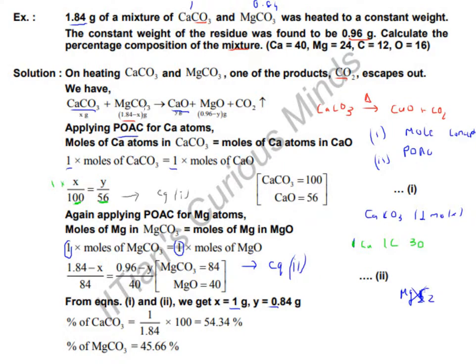But we have to find the percentage composition. So simple. The percentage composition of CaCO3 is the weight of CaCO3 upon the total weight of the mixture. So 1 upon 1.84 into 100. This comes out to 54.34. And the remaining will surely be MgCO3. So you can also do 100 minus 54.34, which comes out to be 45.66. And that's the solution. Thanks for watching the video.